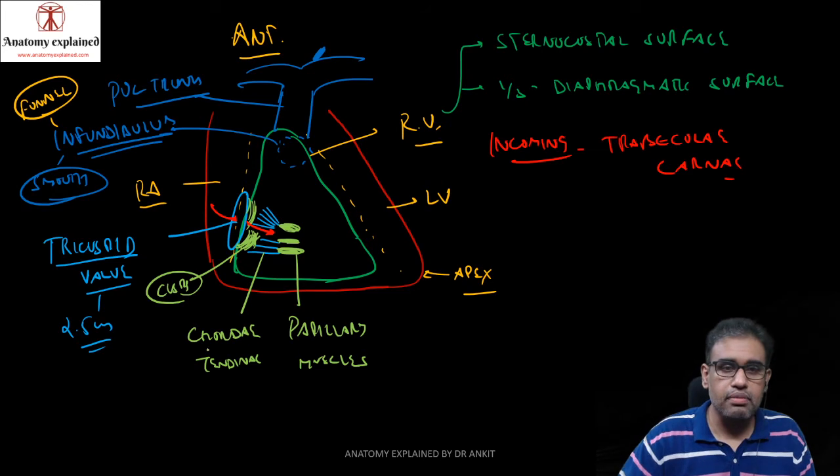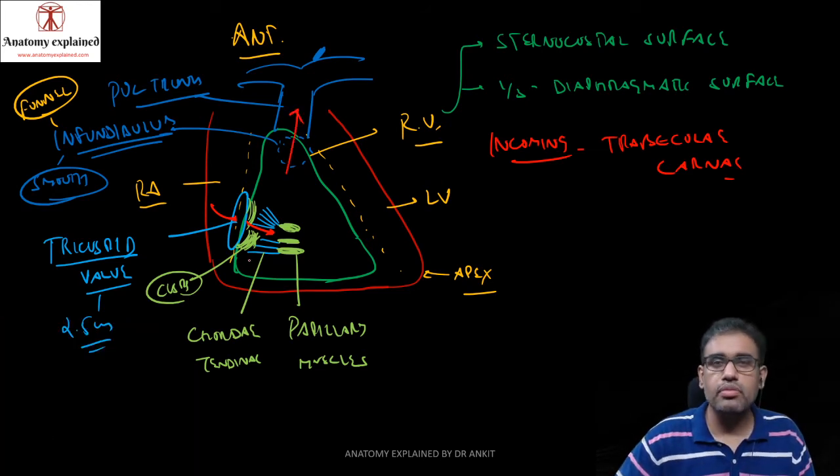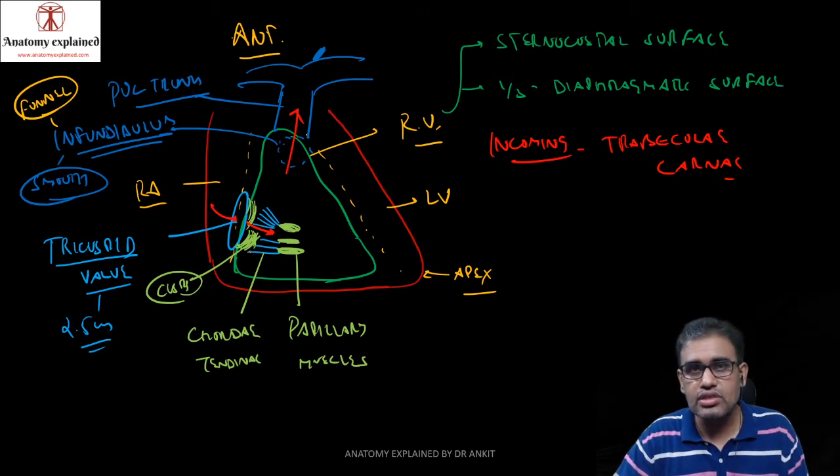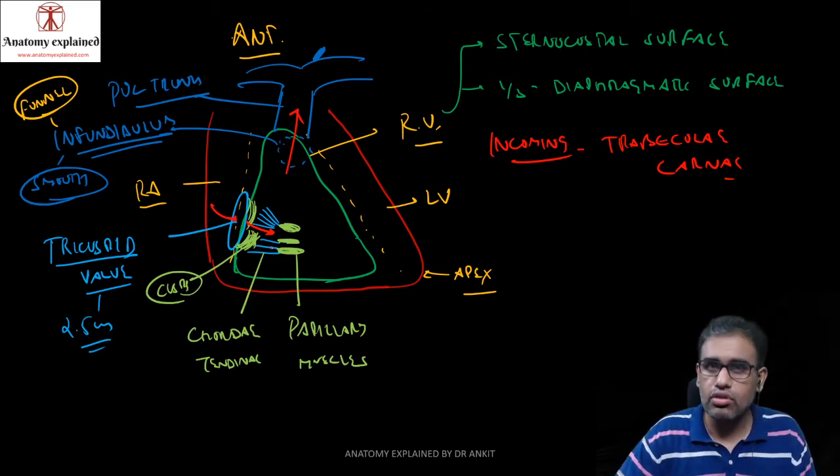So this is our incoming part, that is the trabeculae carneae, and that is the outgoing part. The blood will go from here. Remember, we are using the red color just to avoid confusion, but the red color over here does not mean it is oxygenated blood, it is deoxygenated blood. So incoming and outflowing part.